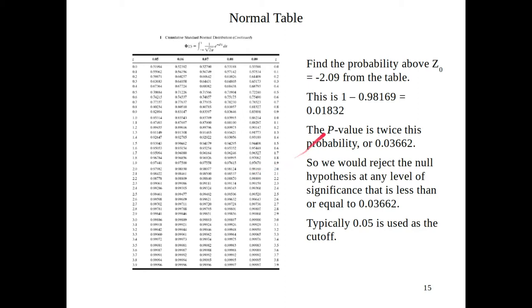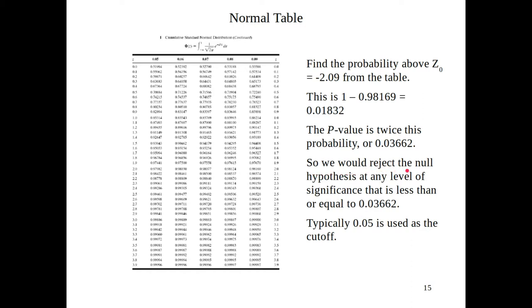0.98169. Okay. But that is the area to the left of that z value, all the area from minus infinity to z. But we need to find the area in the tail. So we need to subtract that from 1. And when you subtract that from 1, we get 0.01832. But that's just one tail, right? We need the area in both the tails. So we multiply that by 2. So the p value is twice this probability, which is 0.03662.